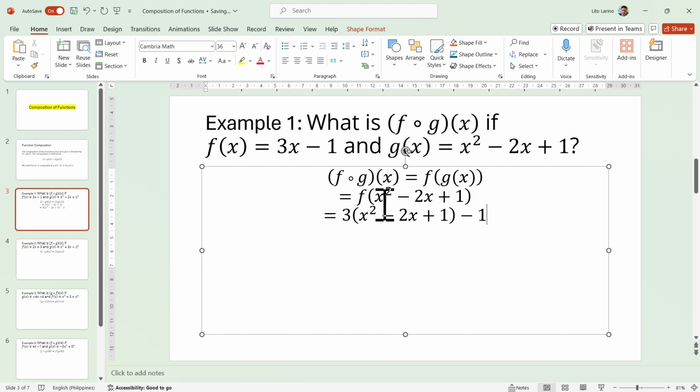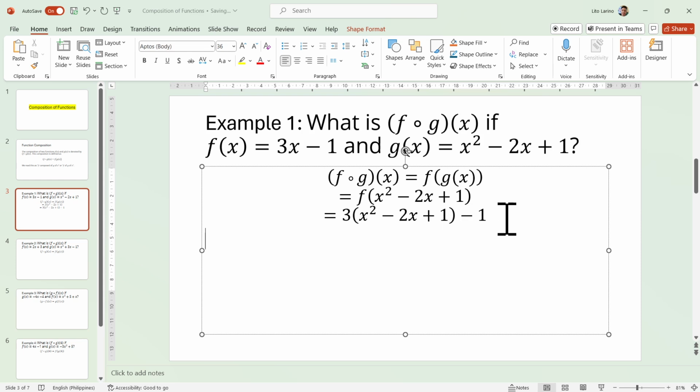When we get composition of functions, f composed of g of x, that is equal to f of g of x, meaning we are going to evaluate the f of x at the expression g of x. So we are just going to replace our x here with g of x, which is x squared minus 2x plus 1, and substitute it here. That is 3 times x squared minus 2x plus 1 minus 1.